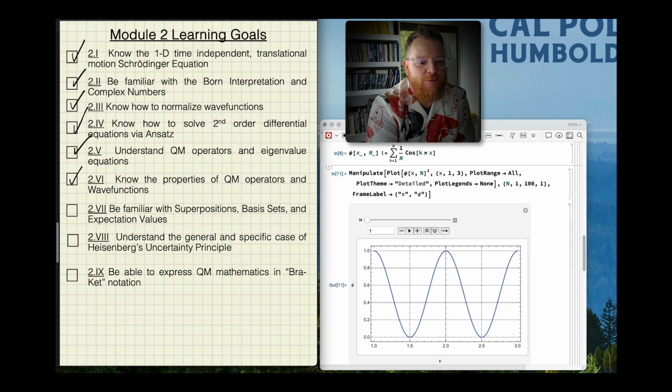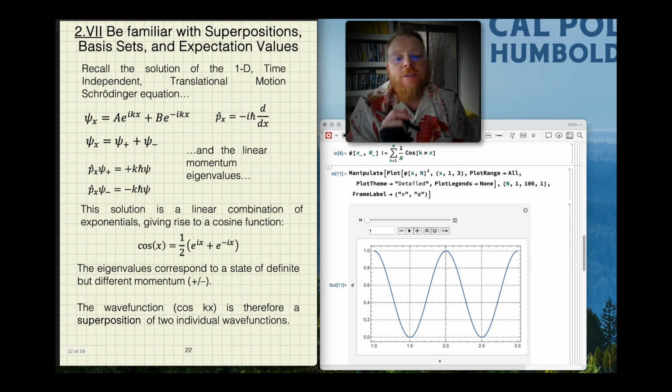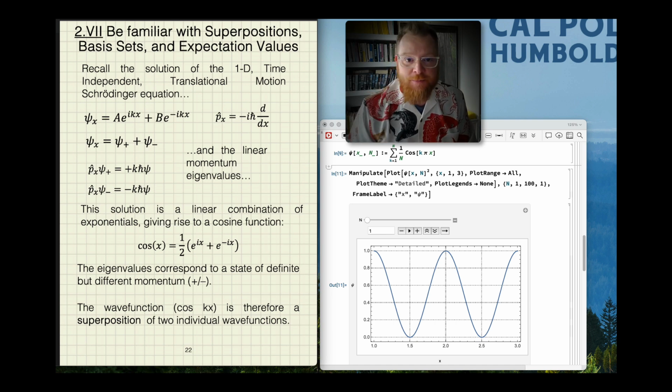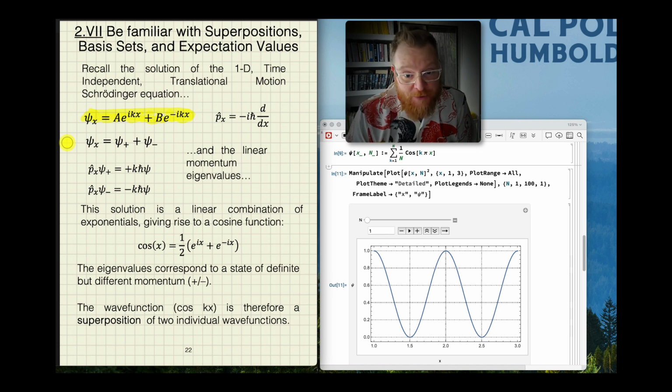So let's find it way down here. Let's go for it. There's going to be a couple of consequences that we need to go through based on some of the things that we've just discussed. So let's recall some of the solutions that we've come up with. We came up with this solution for our 1D time-independent translational motion Schrodinger equation.